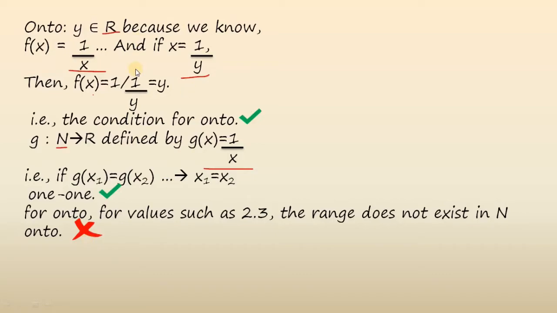In the previous first part of the problem, what happened? It was R to R. That means what? Even if you take any value like 2.3, 1 by 2.3 will give you a point value, which again goes back to R. The domain was R there, so it does not matter.